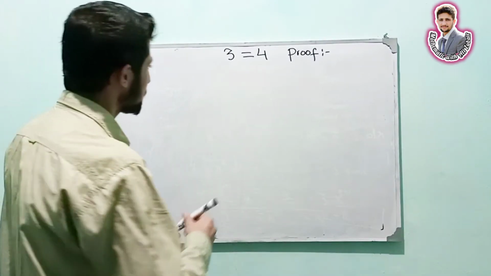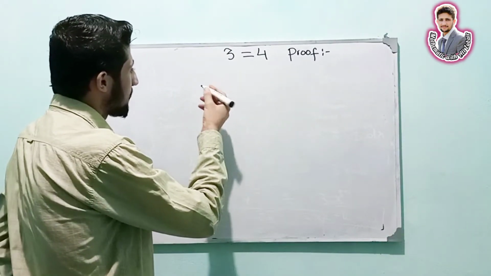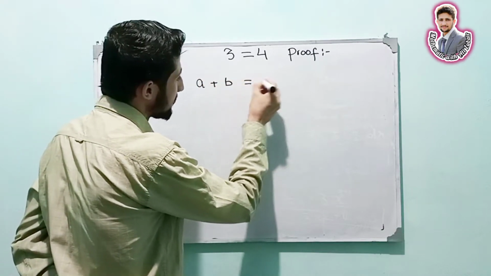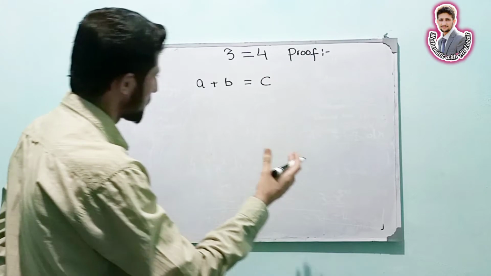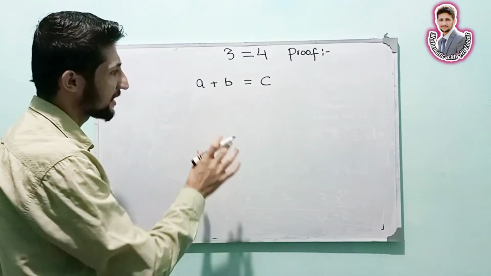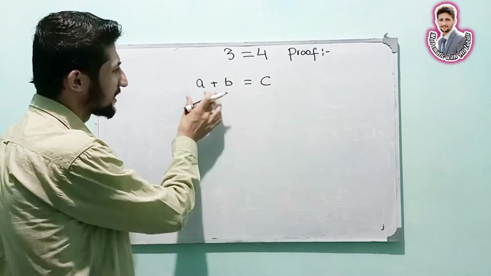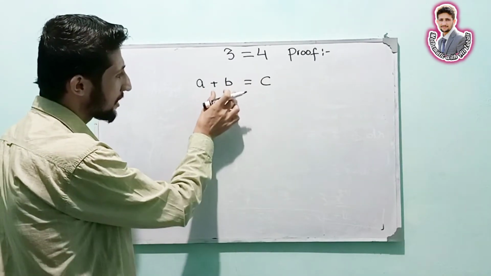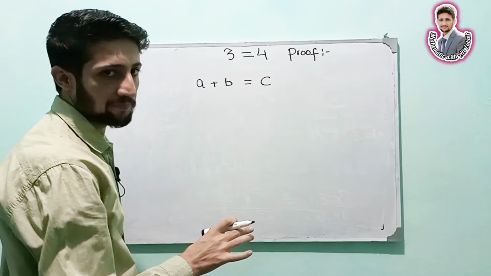Let me start. I am taking A plus B is equal to C. This is an equation, and I am taking variables or constants. These are constants A, B, C. These three are constants and I am saying that A plus B is equal to C.